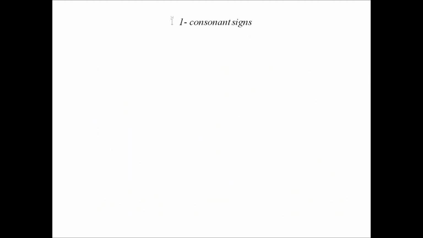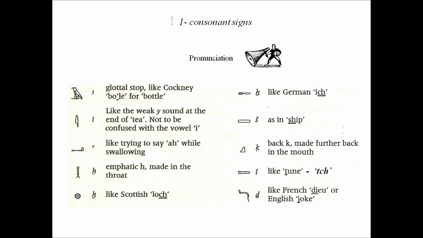Some one-consonant signs are used to represent sounds not spoken or written in English, and these require special adaptive transliteration symbols of their own. To pronounce them, first is the vulture, a glottal stop like Cockney "bo'le" for bottle. The reed leaf, like the weak Y sound at the end of "tea", not to be confused with the vowel I. The arm, like trying to say "ah" while swallowing.